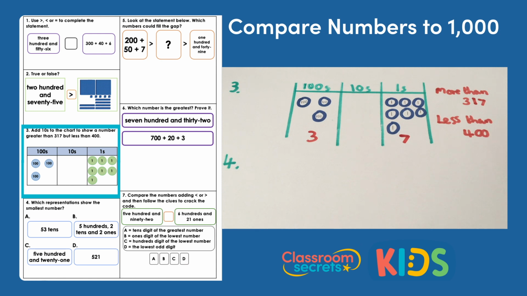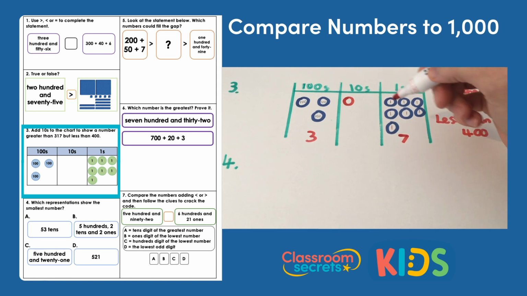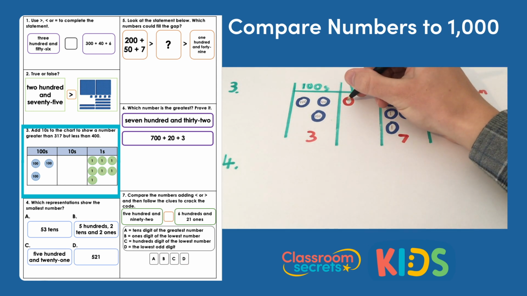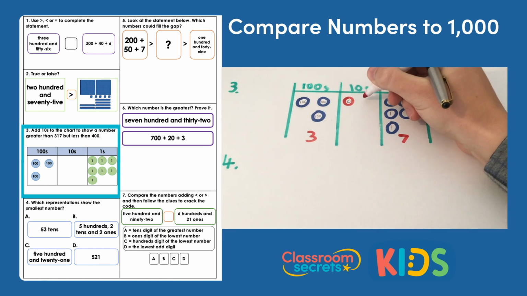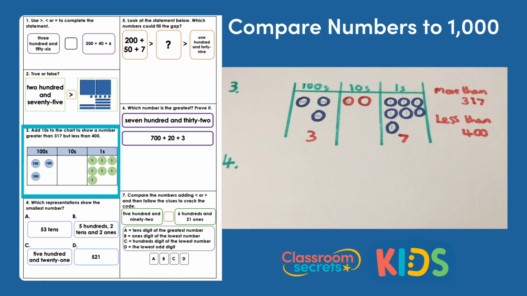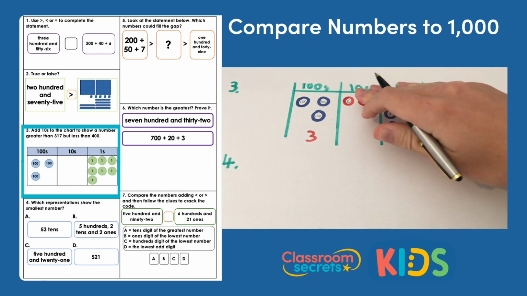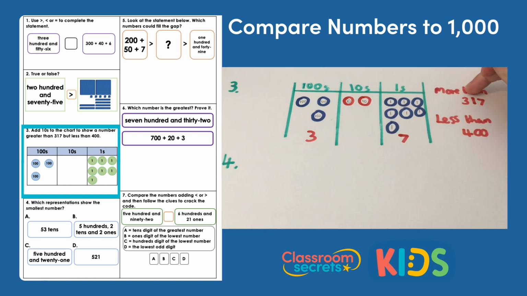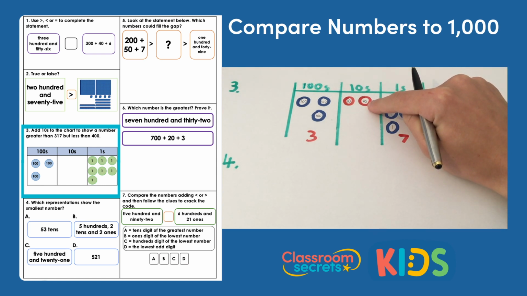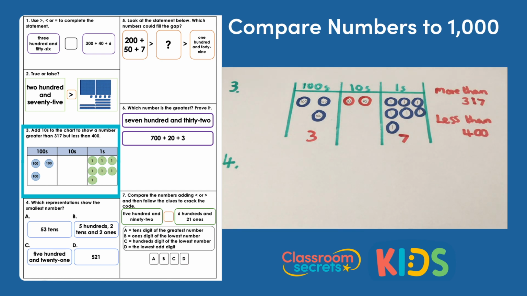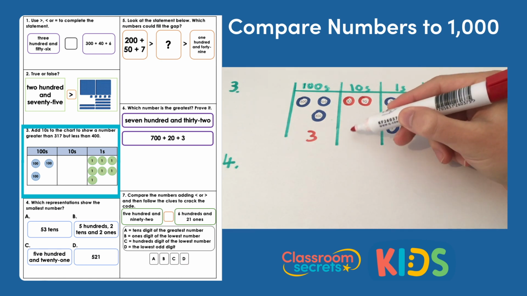So we need to figure out how many tens we can put in to make it more than 317 but less than 400. If I put a single 10 in, that would be 317. If I put 2 tens in there, that would be more than 317. If I just had the 1 in there, it's not more than 317. So I have to have at least 2 tens in there, 327 at the moment. I could go all the way up until 9 tens, because then I would have 397.